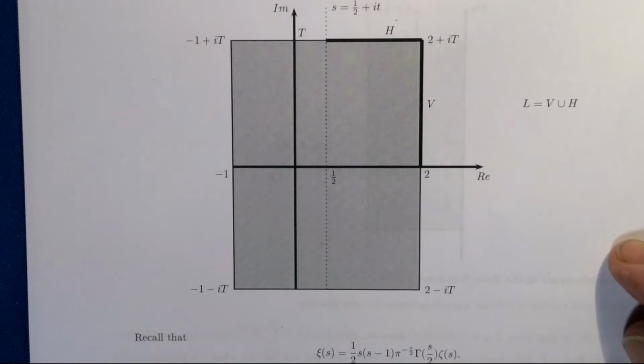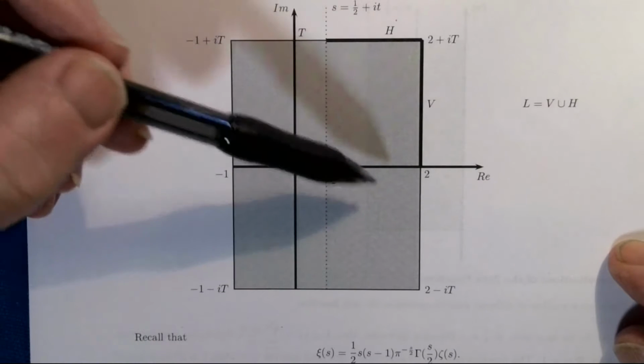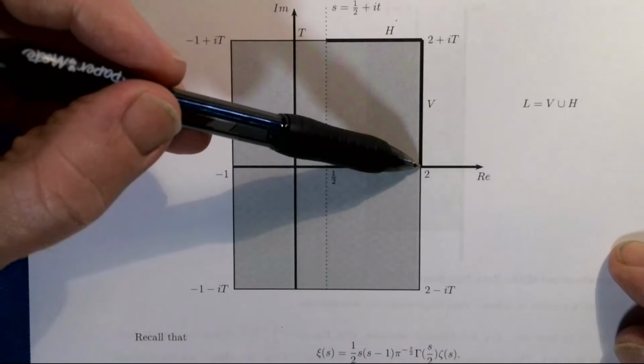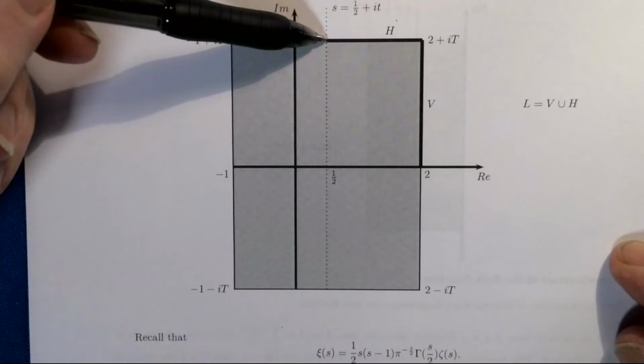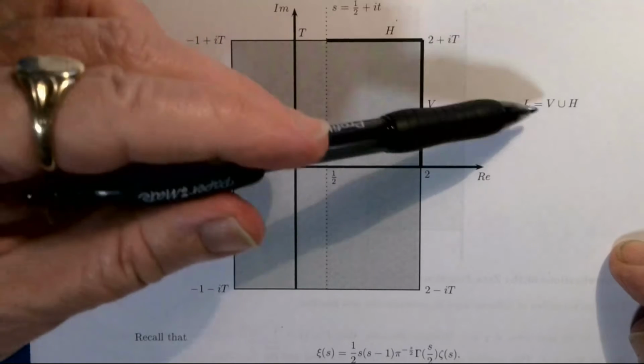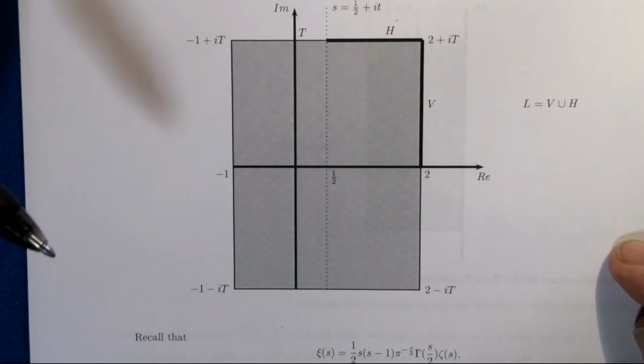And we're also going to define this little contour here. We're going to take this line V up here and H across to here, and we're going to call that V union H. So that's going to be the region we're looking at.